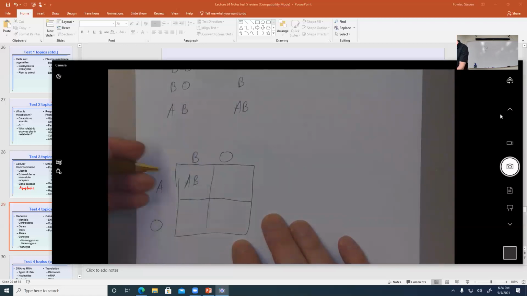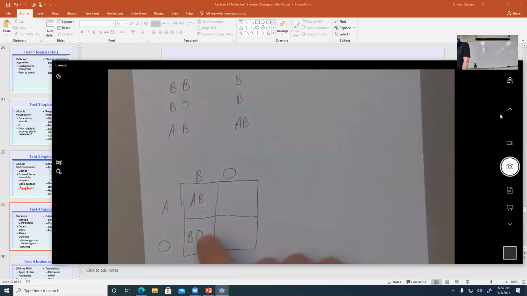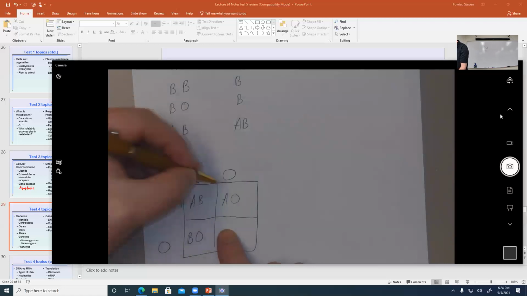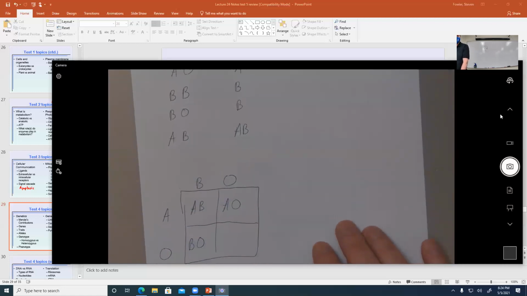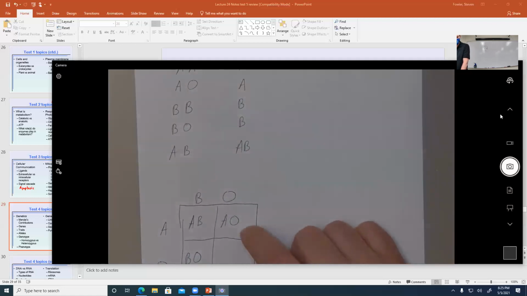Here you would get an O, but you would also get a B from this parent, so that would be type B. Right? So I've got a B and an O, so that's type B. Over here I've got an A and an O. So again, the A is dominant over O and the B is dominant over O. So we've got AO, this is type A here.